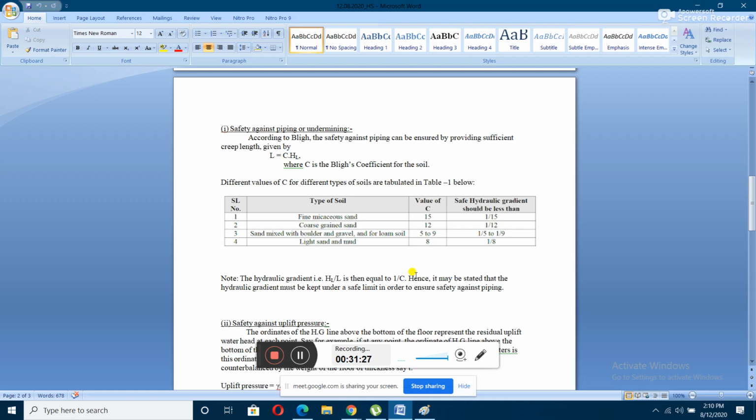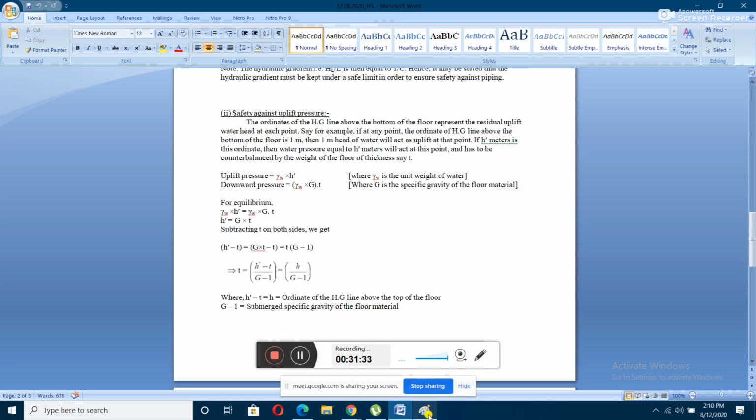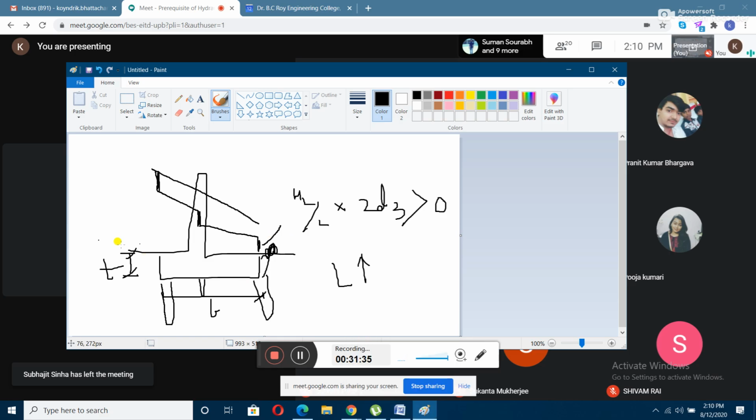Yes, sir. Next is your safety against uplift pressure. From the safety against piping, I have got this B value. Another value we need to know is T, the thickness. How can we know that? Look, what is the uplift pressure? P, the uplift pressure, acts upwards.